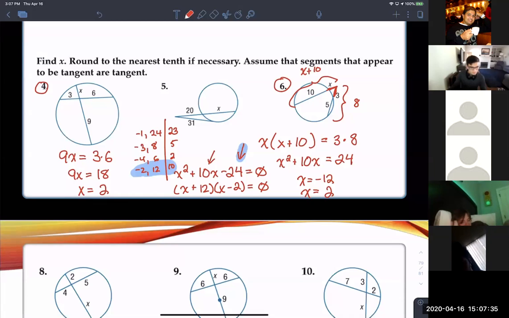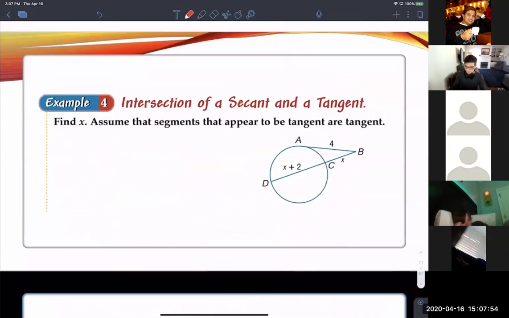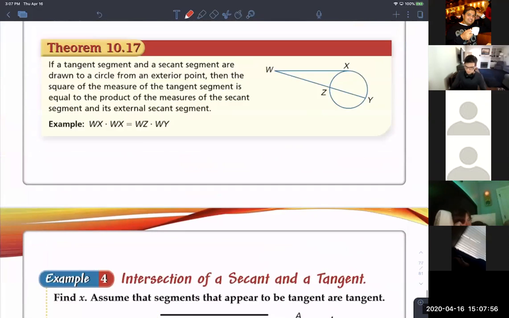All right, the one we will omit is -12 because remember, x is a line segment and it can't be negative. So the only answer that works is 2. All right, let's look at the last relationship.